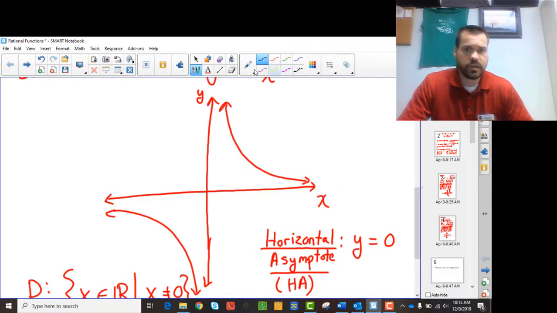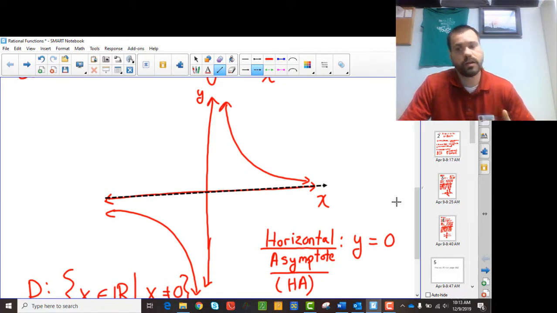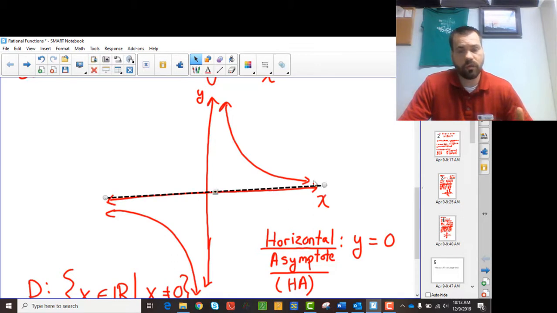And what that means is you have a line that the function is approaching when x is either getting really big, so going to positive infinity, or x is getting really small, negative infinity. And that is called the horizontal asymptote. And in this function, 1 over x, that horizontal asymptote has an equation y equals 0. It's the x-axis.